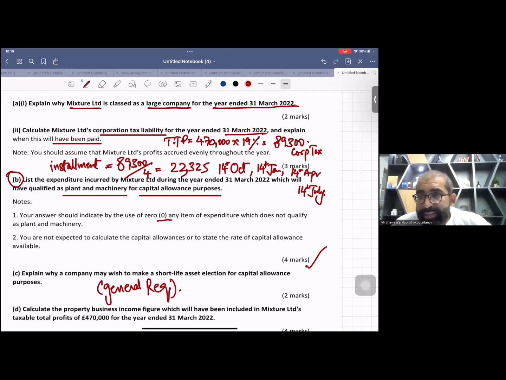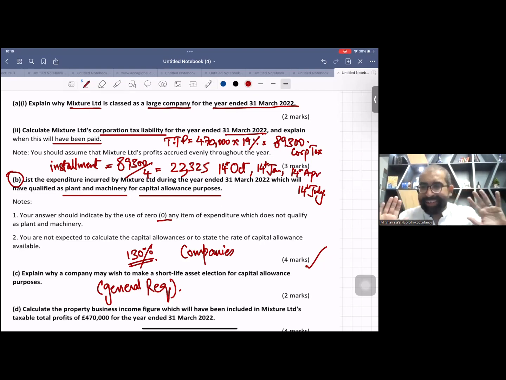And you know, nowadays, just for companies, there is 130% super deduction for main pool. Remember? Yes or no? So now just use your brain. You are old enough, mature enough to understand my words. If you are eligible for 130%, go for it. What are you waiting for? Then no need to do any short life asset election. No need to go for 18%. 130% is the best of all.